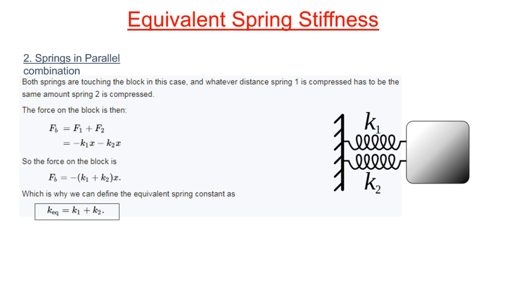For springs in parallel, remember the force is not the same here. Force is distributed, but their displacement will be the same. K1 and K2 in this diagram are connected in parallel to the mass. One end of each is attached to a fixed support and one end is attached to the mass. Therefore, the force will be distributed, but their displacement will be the same. Remember this.